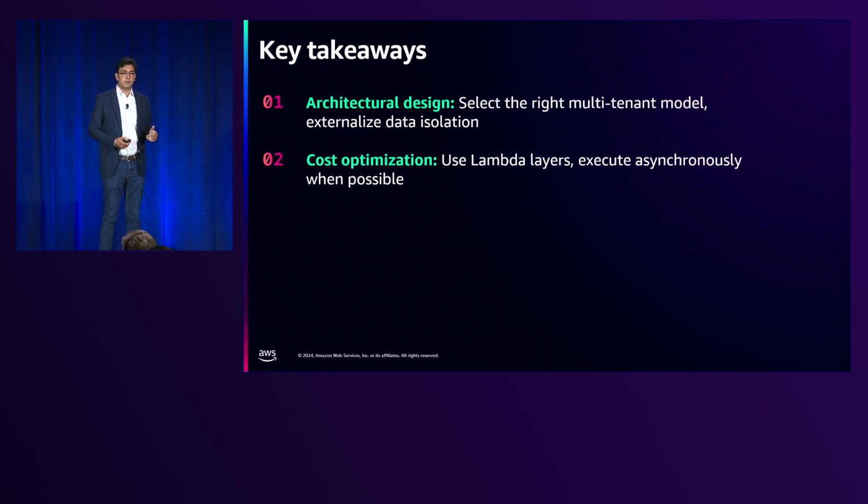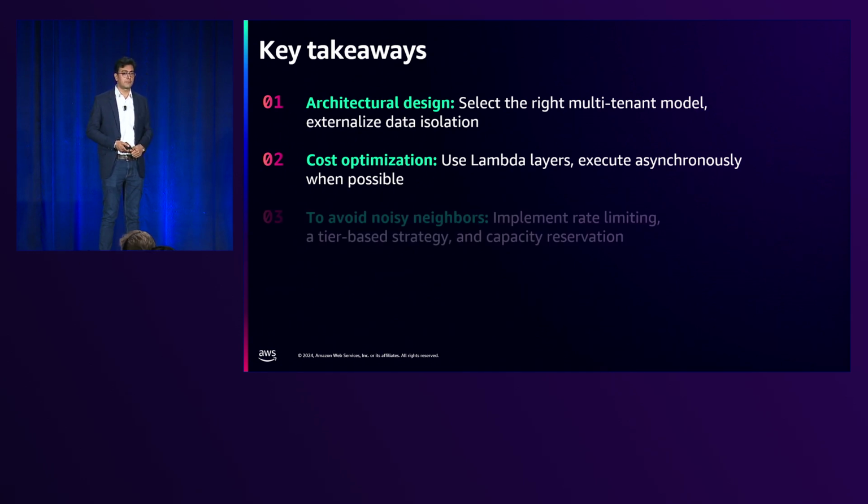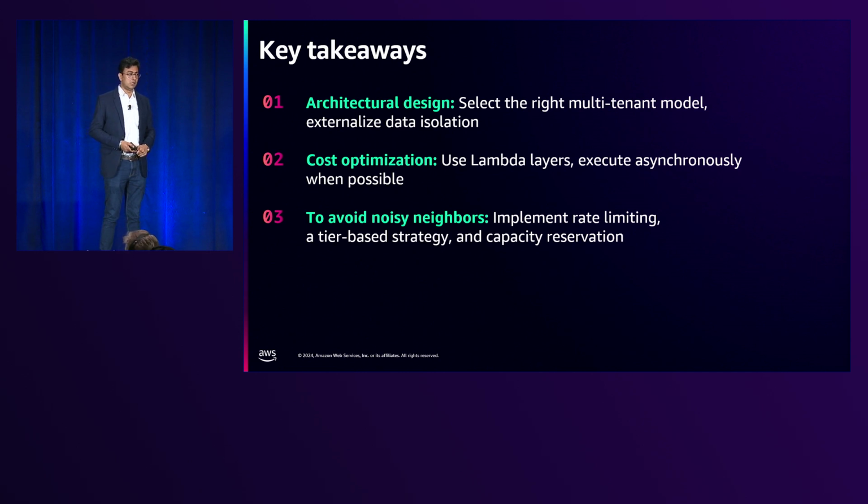You do not want your senders to wait, you do not want your services to wait. Process the message asynchronously wherever possible because it helps in reducing the processing time, and if you are reducing the processing time, eventually you are saving money. To avoid noisy neighbor, there are different mechanisms which Anand and I discussed. You can implement rate limiting, you can use Lambda reserved concurrency, you can use a tier based strategy like we talked about with SQS queues based upon multiple tiers.